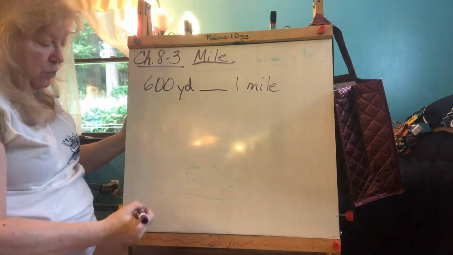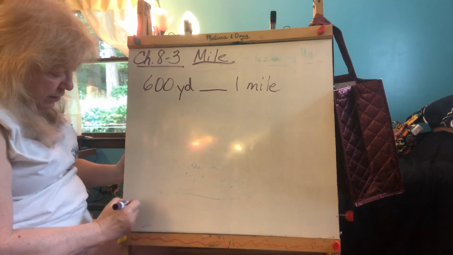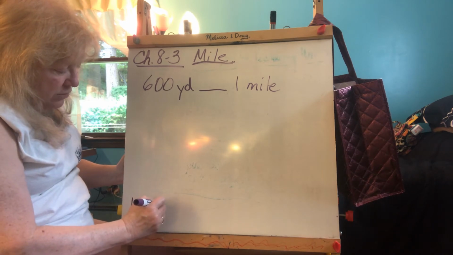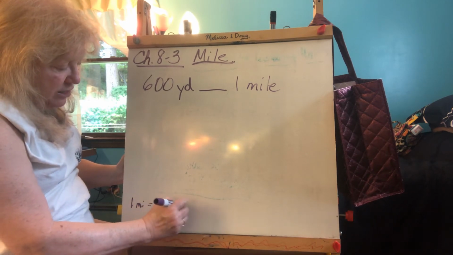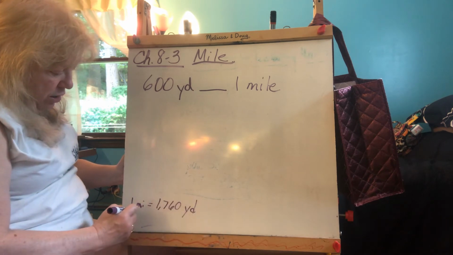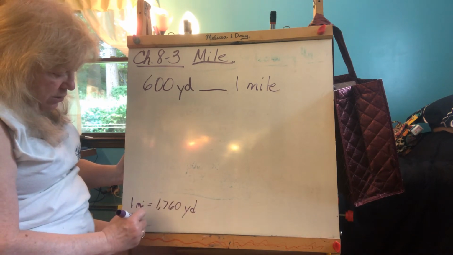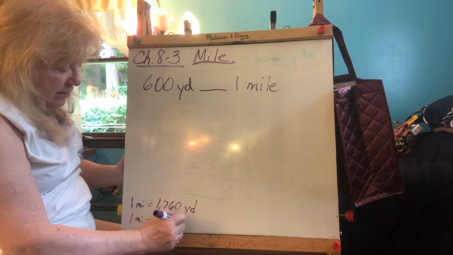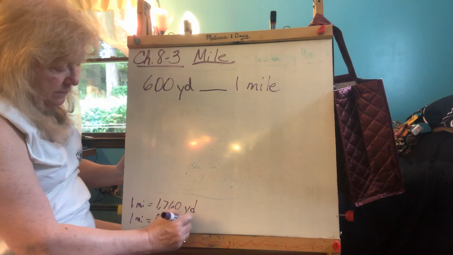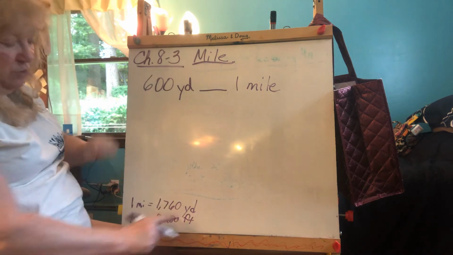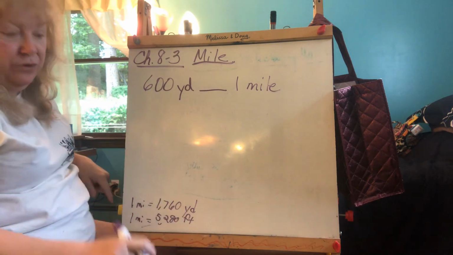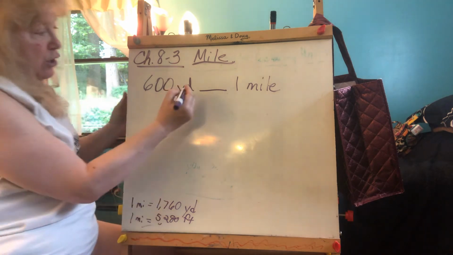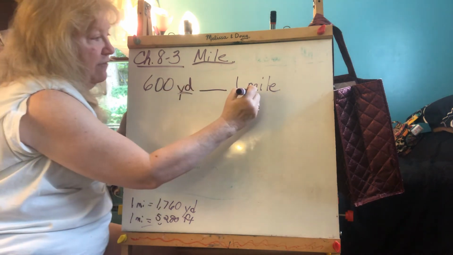Now remember, I erased it, but I'll write it down here. Remember, 1 mile equals 1,760 yards, or 1 mile can equal 5,280 feet. Okay? So we'll put it down here. You have it in your notebook, but I have it here now. So we have yards and we have miles.